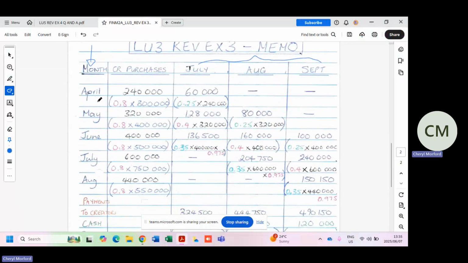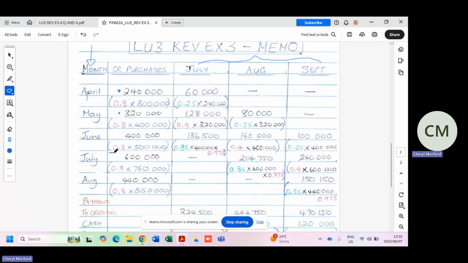So for April, we're going to find 80% of the total purchases of 300, which gives me 240. Do all of this at once, please. Don't try and get the payment sorted. Get your mind thinking in the one direction. In other words, sort out all of the credit purchase totals. So we bought in May for 400,000. Find 80%, which gives me 320.